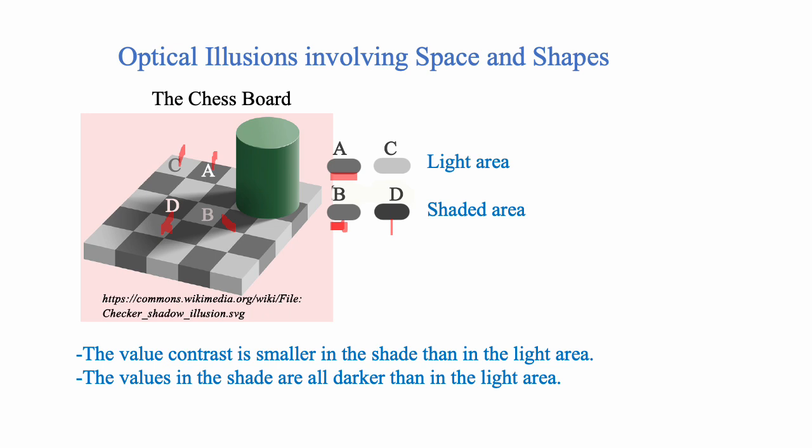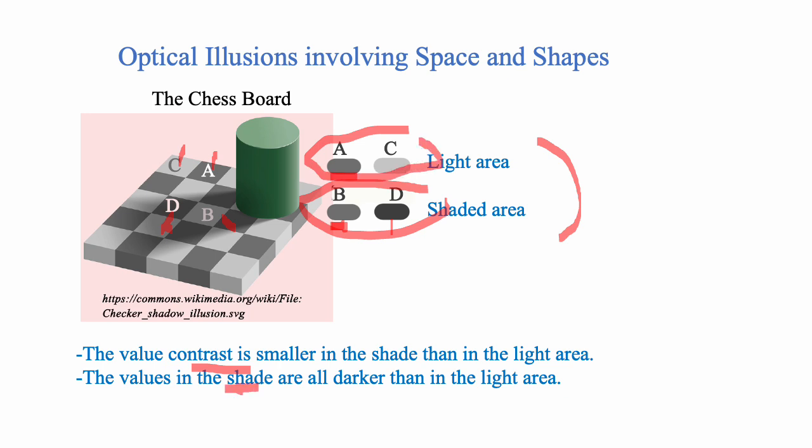And this actually shows the way shading should look. The value contrasts are smaller in the shaded area here than they are in the light area. And the value contrasts in the shade are all darker than in the light area.